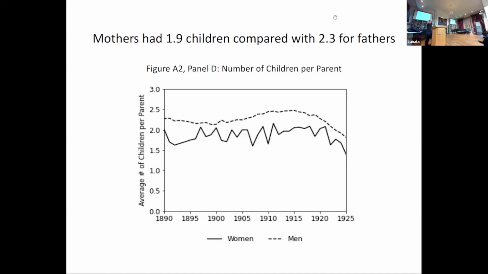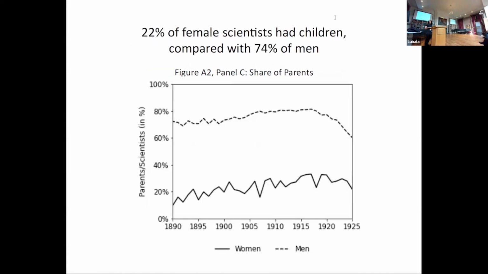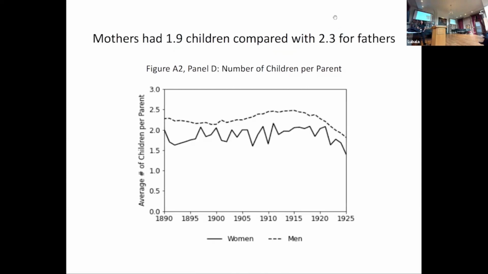I think it should all be on the same sample, but it doesn't make a difference. We did these graphs first on all of the scientists and didn't see any striking differences, but this is for the sample and the regressions. So basically, 22% of female scientists have kids in this period.